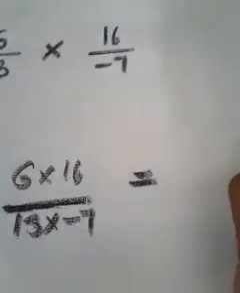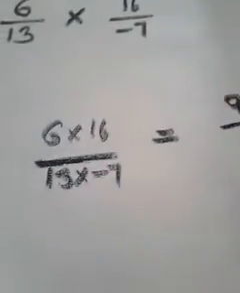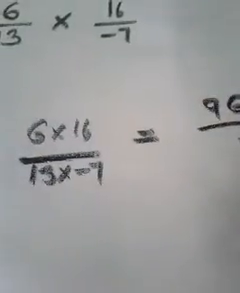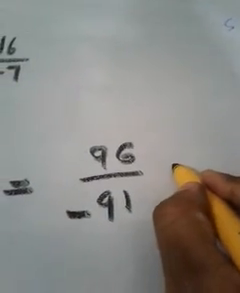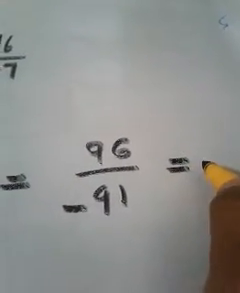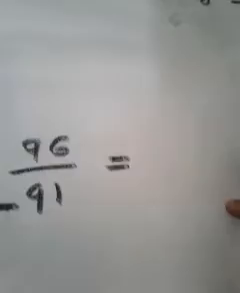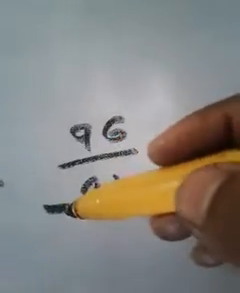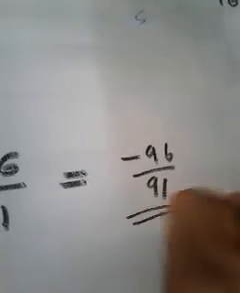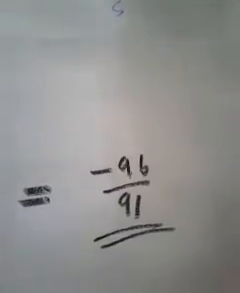What is 16 into 6? 6 sixes are 36, remainder 3, 9, 96. Divided by what is 13 into 7? 21, remainder 2, 9, 91. So the answer is 96 by minus 91, isn't it? Since the minus sign is in the denominator, let me take the minus sign from the denominator to the numerator, because this is not in standard form. In order to make it standard form, we write the minus from the denominator in the numerator. So the answer will be minus 96 by 91. You may have understood.